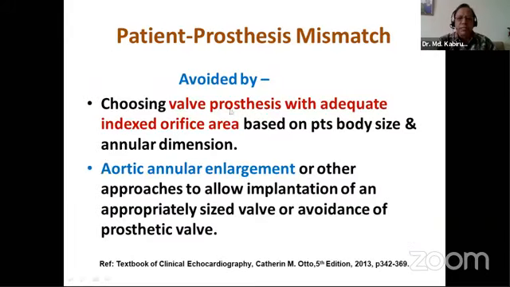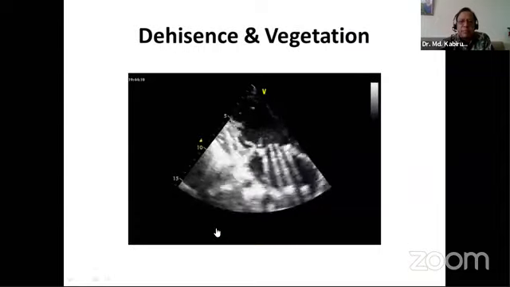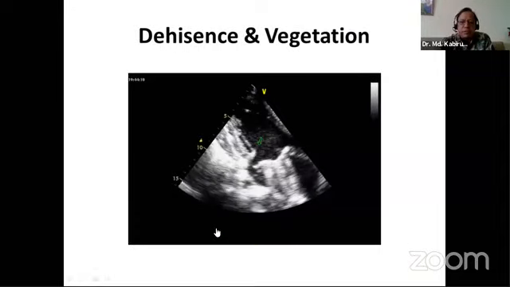So to avoid patient prosthesis mismatch, choose the valve prosthesis with adequate indexed orifice area based on the patient's body size and annular dimension, and use aortic annular enlargement or other approaches to allow implantation of an appropriately sized valve, or avoidance of a prosthetic valve. For prosthetic valve dysfunction, there are other modalities of investigation you can use other than echocardiography: cinefluoroscopy, cardiac CT, PET CT, stress echocardiography, and cardiac catheterization. So I will show some video clips to show you some complications.